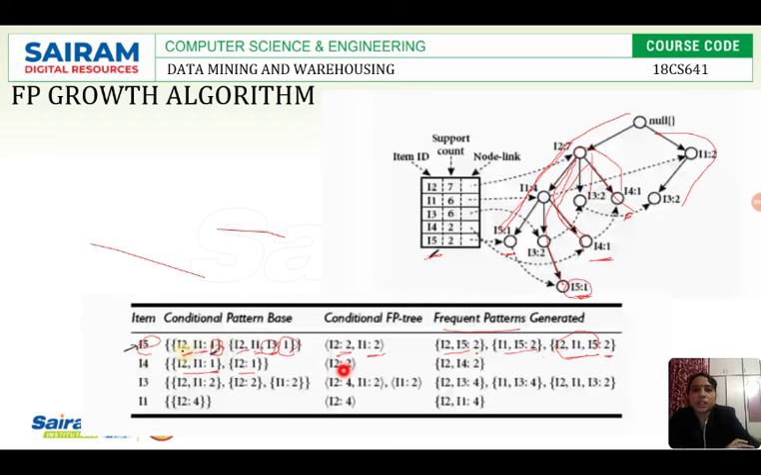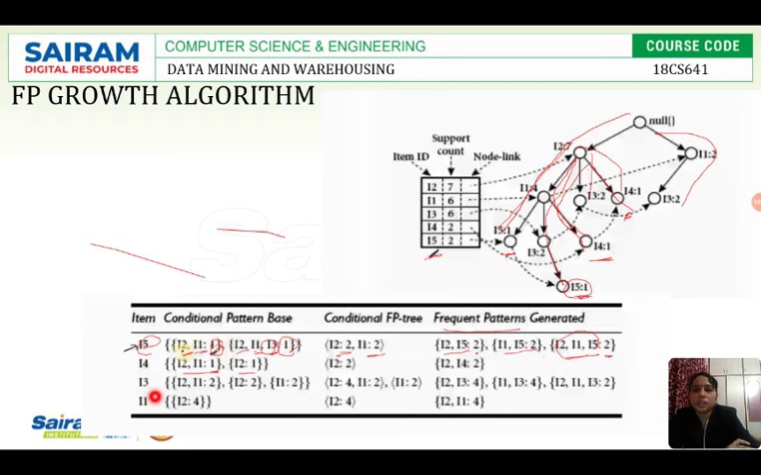Twice. So I am writing I2 as twice. I1 is occurring only once in these two item sets. Since it is less than the minimum support threshold, I am not writing I1 here. Then how can we combine item 4 with the other item? Like I2, I4. How many times is it occurring? Twice, because I2 is occurring twice. So I am writing it as 2. Clear? Then we will go for I3.